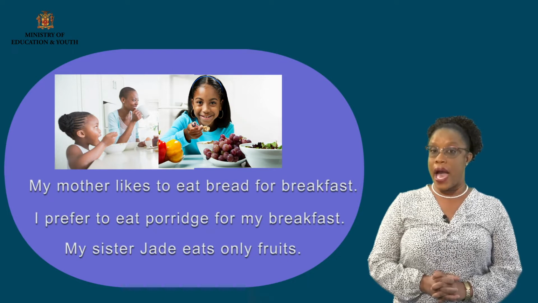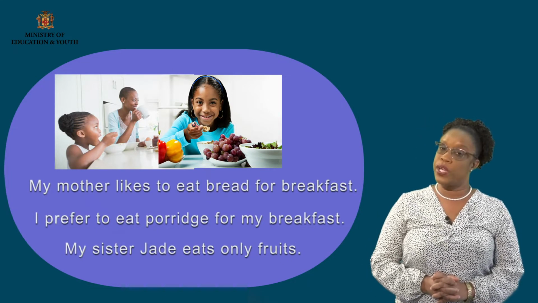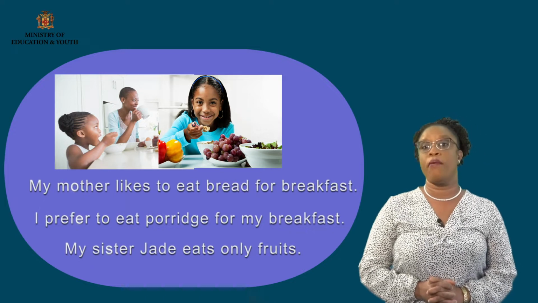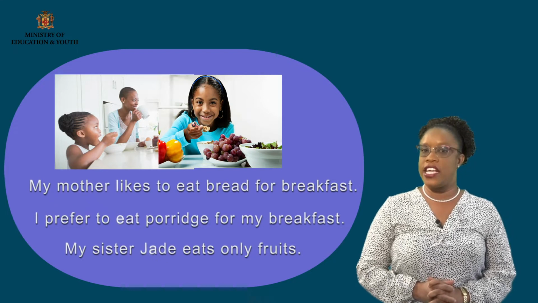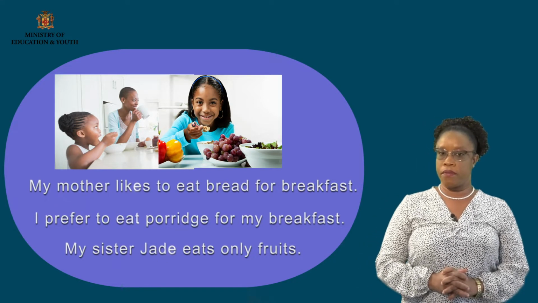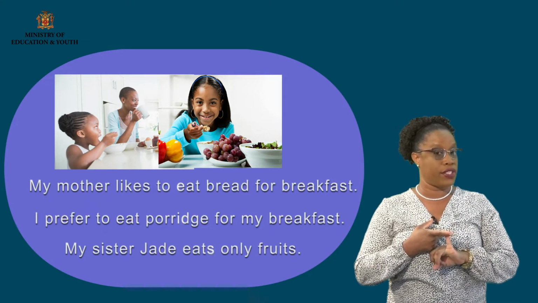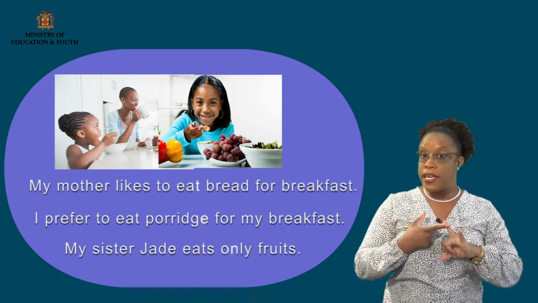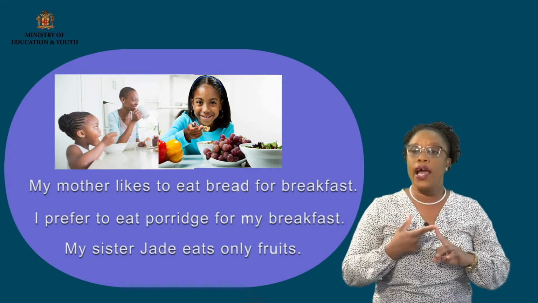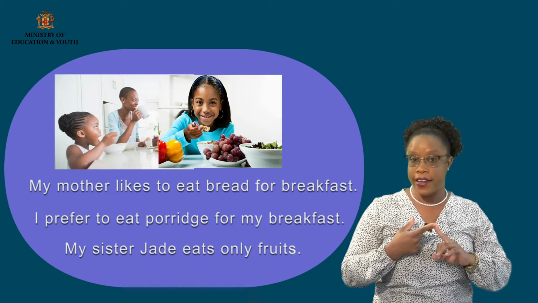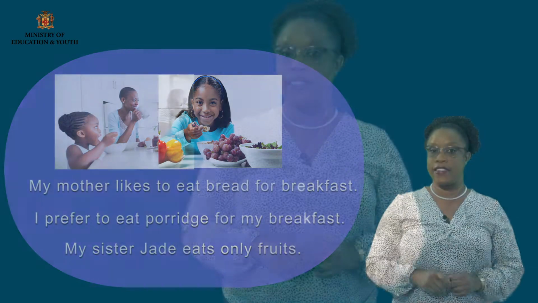1. My mother likes to eat bread for breakfast. 2. I prefer to eat porridge for my breakfast. 3. My sister Jade eats only fruits. In all three sentences, the words make sense when they are written together. The first word begins with or is a capital letter, and they all have a full stop at the end. Those are examples of sentences.